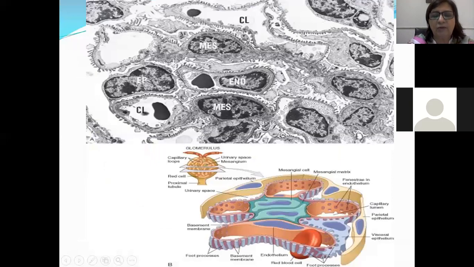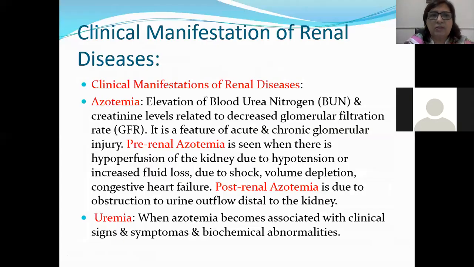So next we are going to do clinical manifestations of renal disease. How these renal diseases manifest clinically. So number one is azotemia. Azotemia means elevation of blood urea nitrogen and creatinine levels which are related to decreased glomerular filtration rate. This is a feature of acute and chronic glomerular injury. So in the case of glomerular injury, the blood urea which is excreted by the kidney is going to rise. There is also going to be a rise in blood urea nitrogen, and glomerular filtration is going to decrease.